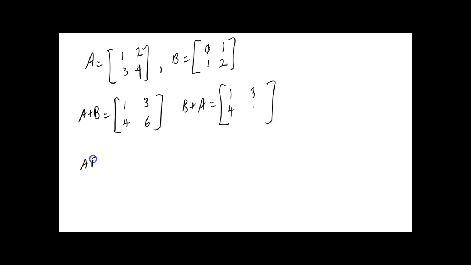Now it says calculate AB. That's the product of these two matrices. Now, can you multiply those two matrices? Yeah, that's a 2 by 2 times a 2 by 2, and that sure will work because these two inner 2's are the same, and your answer will be, guess what? A 2 by 2.